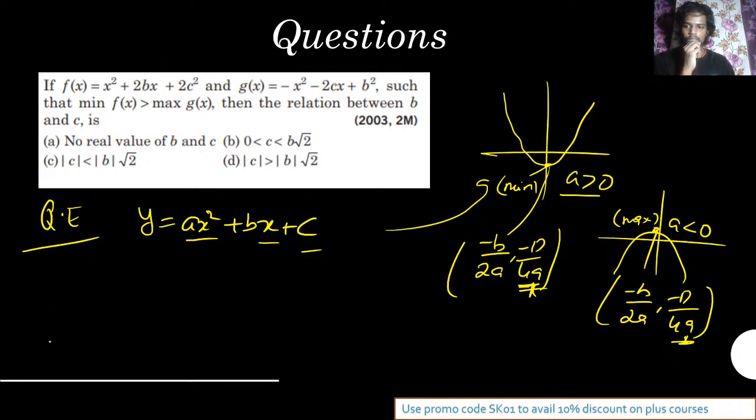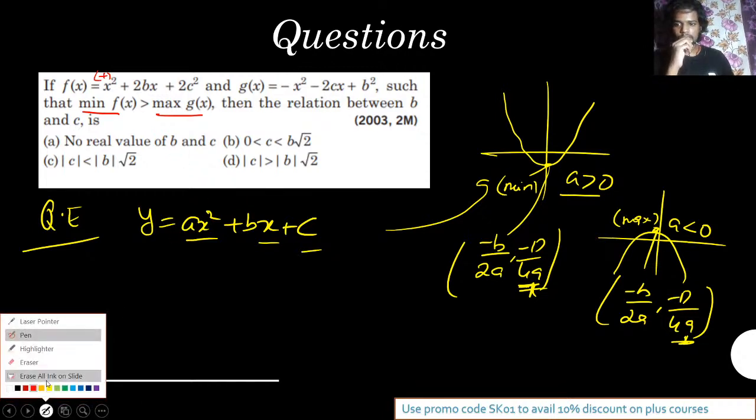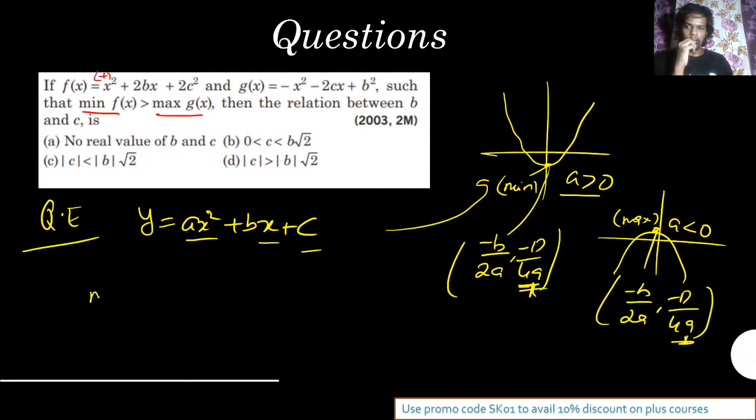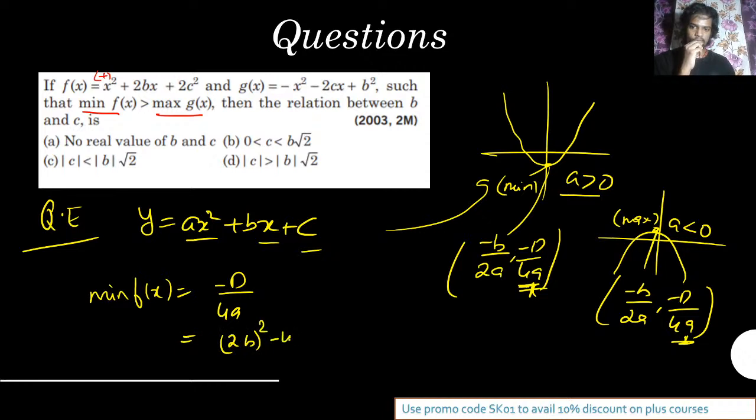So if you see in the first function, the coefficient is positive, which means in this case only a minima will exist. Hence they have asked the minima of fx. In this case, only a maxima will exist, so hence they have asked only the maxima, and then we have to calculate the relation. So the minimum value of fx is minus d upon 4a. If you calculate minus d, it will be b square minus 4ac, held with a negative sign, upon 4 into a. This is the minimum of fx.